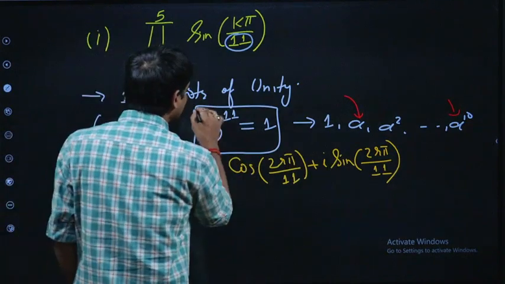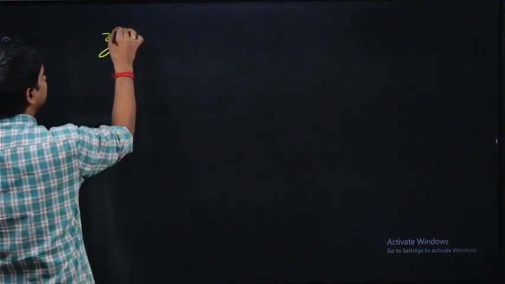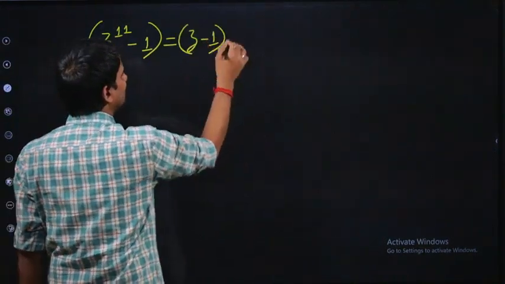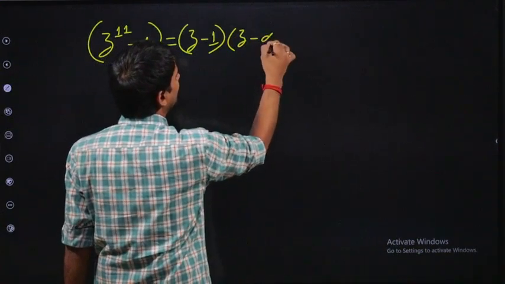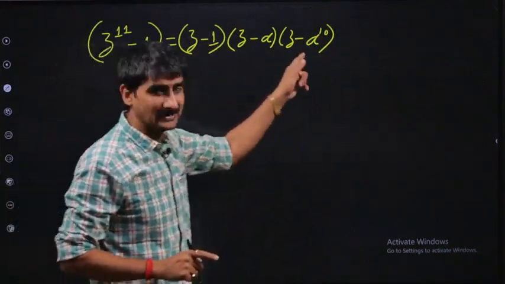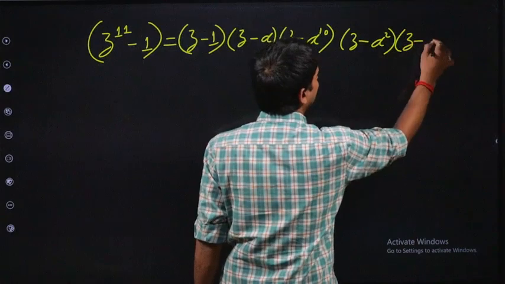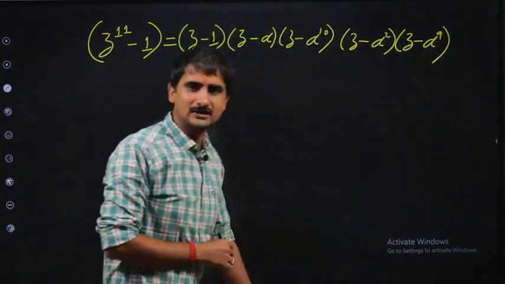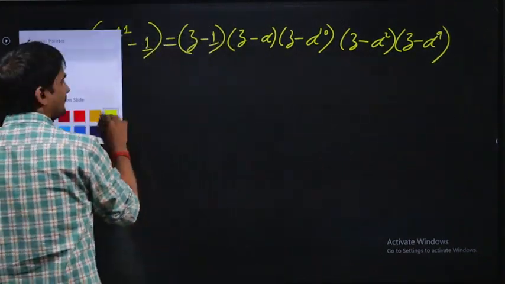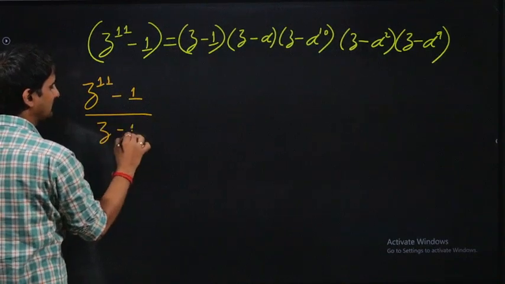Now, since we know the roots of this equation, we can write it in factor form. So z to the power 11 minus 1 is equal to z minus 1 into z minus alpha, z minus alpha raised to the power 10. Deliberately I am writing the last factor along with it. There is a reason, you will understand it. Then z minus alpha square and its conjugate pair along with that, z minus alpha raised to the power 9, and so on and so on. Okay. So now bring it this side. So z to the power 11 minus 1 upon z minus 1.